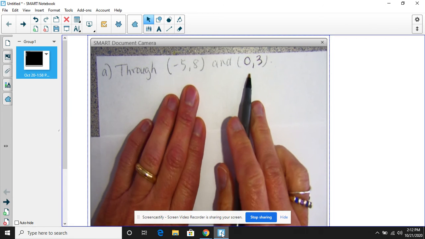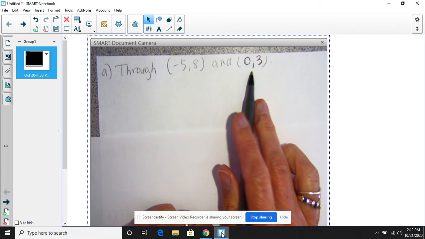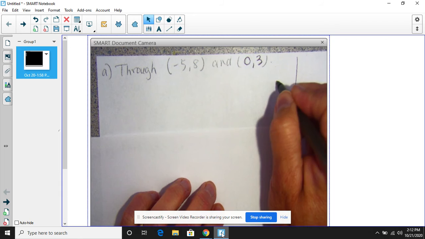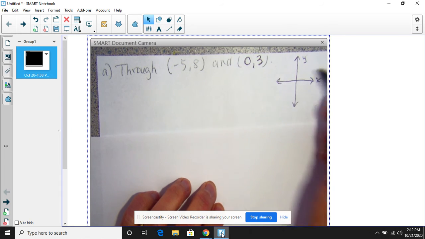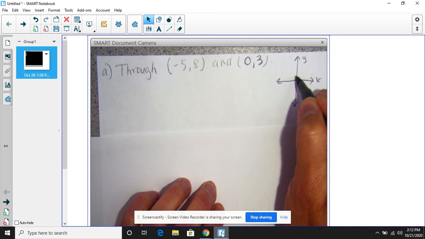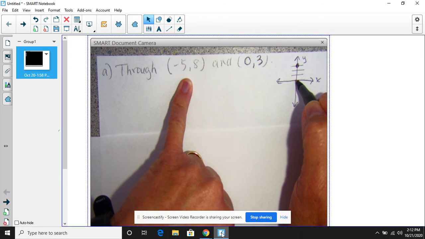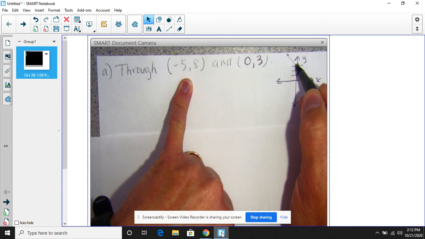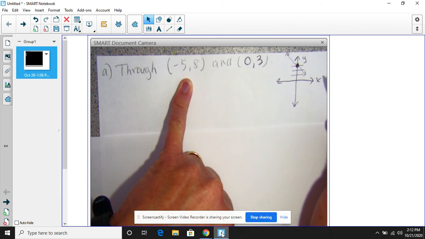Okay, so which one of these 2 points is your y-intercept? It's this one because this point right here is on the y-axis. If you think about a coordinate plane again, and you plot this point (0, 3), 1, 2, 3, it's on the y-axis. So this point, (-5, 8), would be -5 up here somewhere. And this line would be going down and to the right. You'd have a negative slope, and it would go through the y-axis at (0, 3).